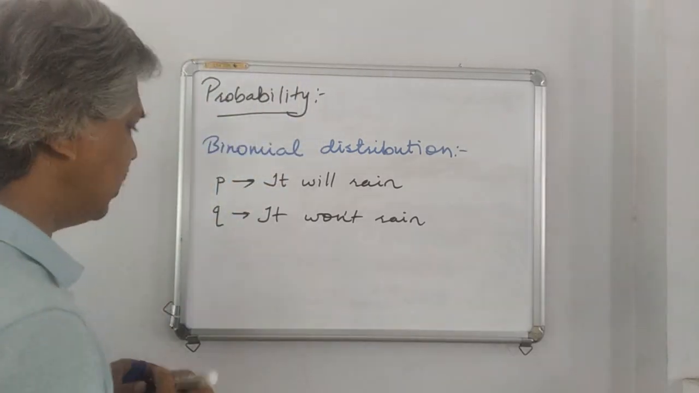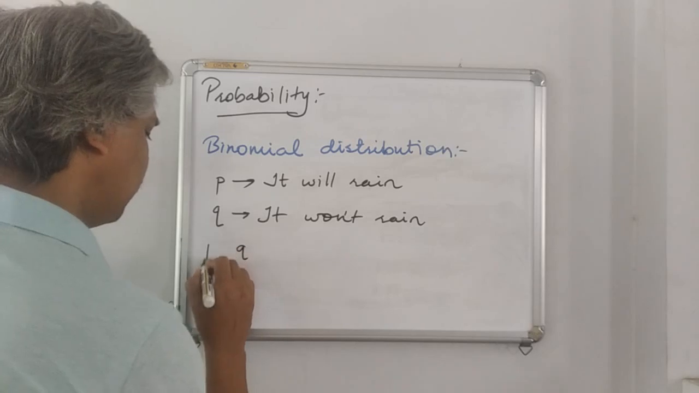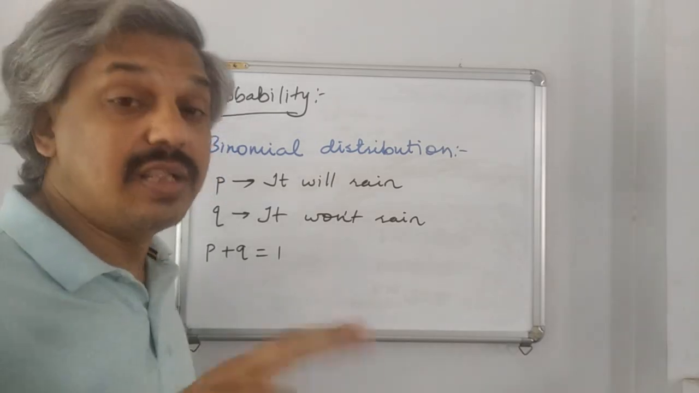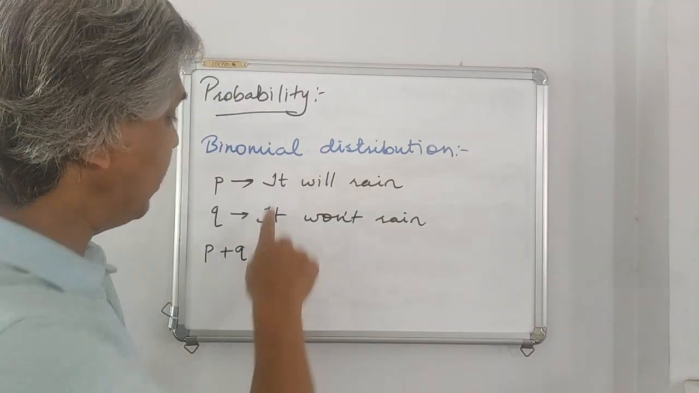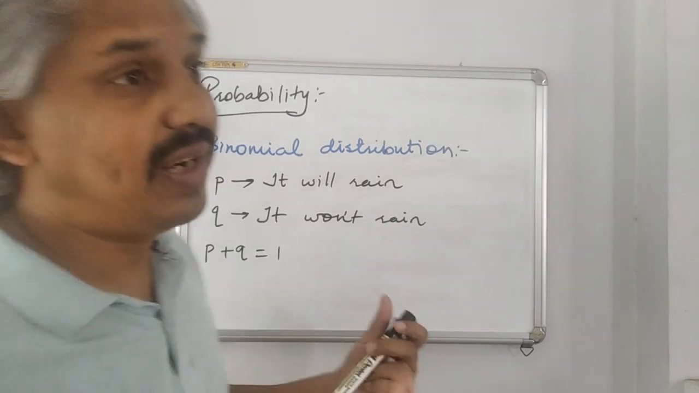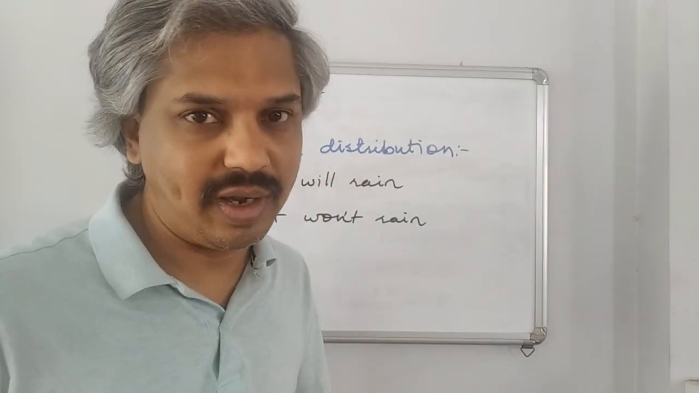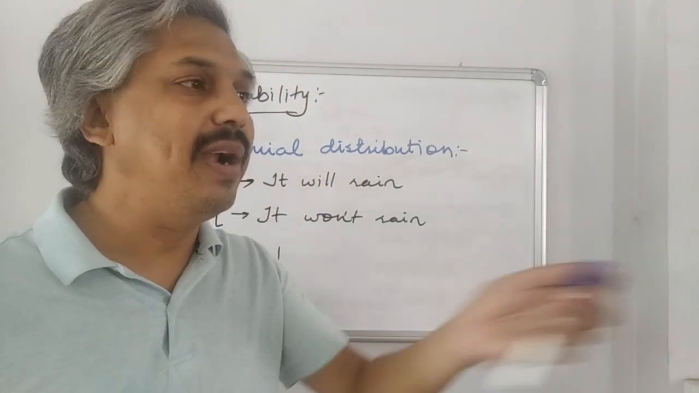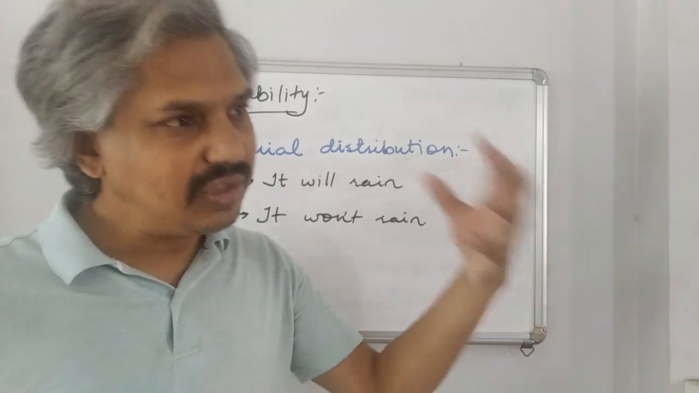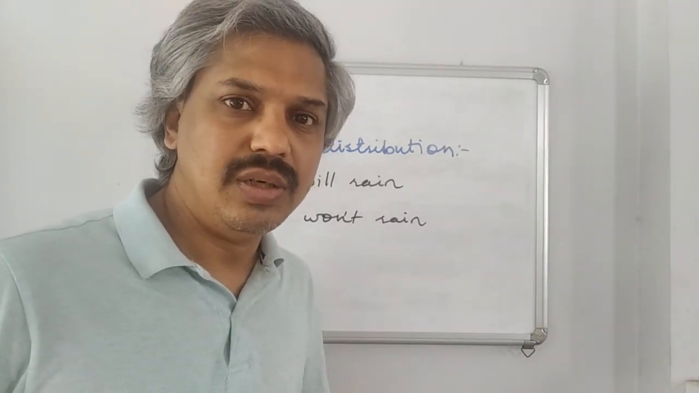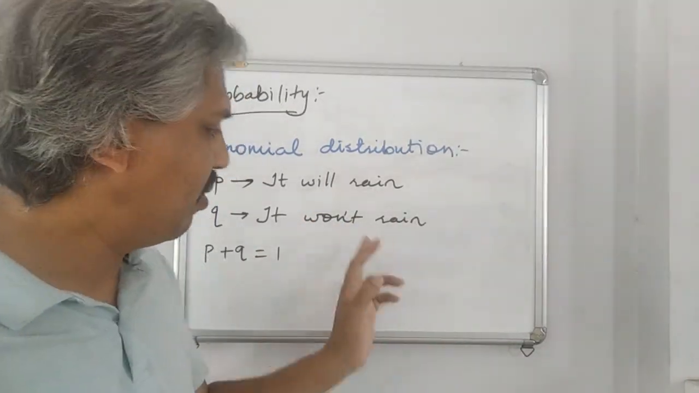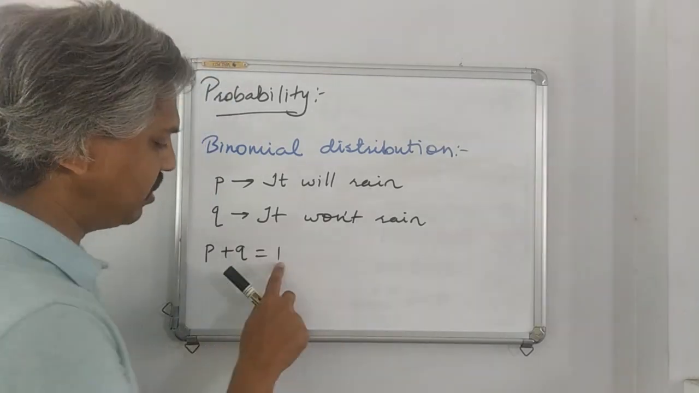We know that obviously there is nothing common between P and Q, and there is nothing else possible. Either it will rain or it will not rain. There is nothing else possible. You will say it was a sunny day. Yes, but if it was a sunny day, it means that it did not rain. Or on a sunny day it might still rain. It's rare, but it happens. So in all of these cases, it will either rain or it will not rain. There is nothing else possible about rain. So P plus Q is equal to 1.